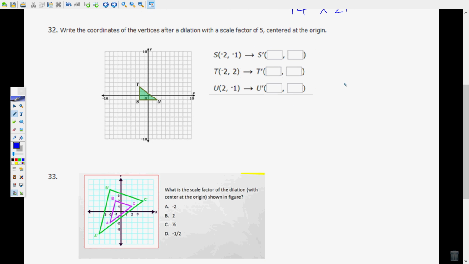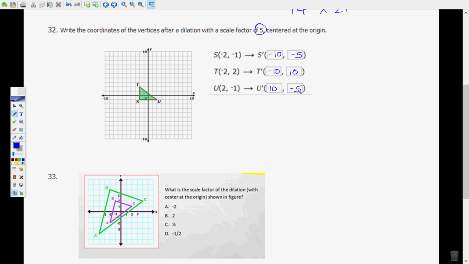This one says write the coordinates of the vertices after a dilation with a scale factor of 5 centered at the origin. So whenever you have a scale factor of 5, that means it's increasing by 5. So all you have to do here is multiply the x by 5 and the y by 5. So negative 2 times 5 is negative 10. Negative 1 times 5 is negative 5. Negative 2 again times 5 is negative 10. 2 times 5 is positive 10. 2 times 5 is 10, and negative 1 times 5 is negative 5.